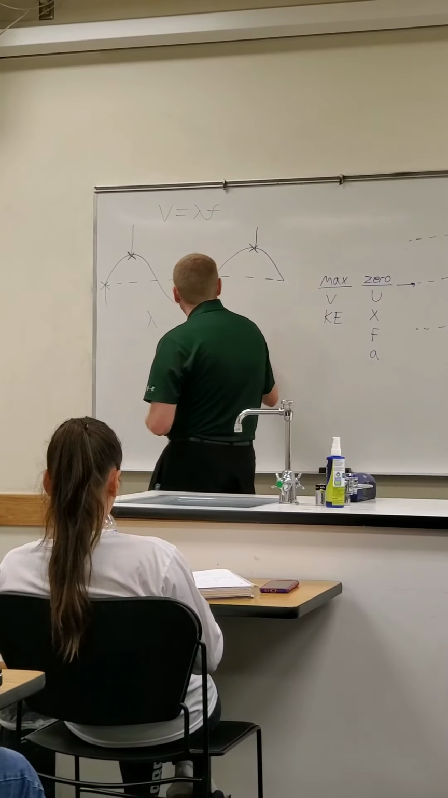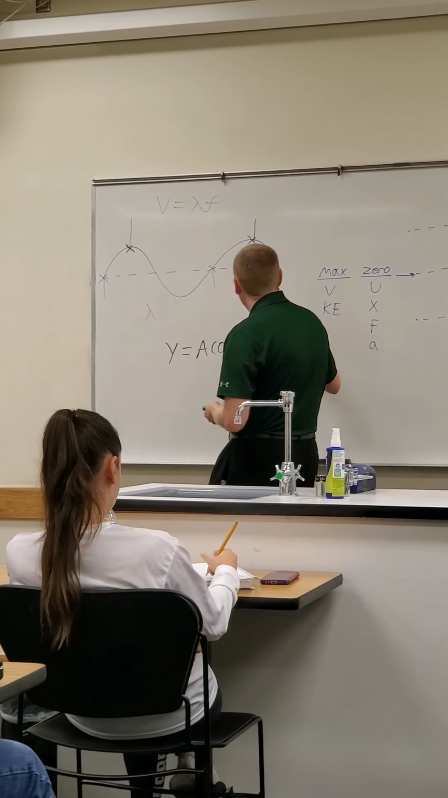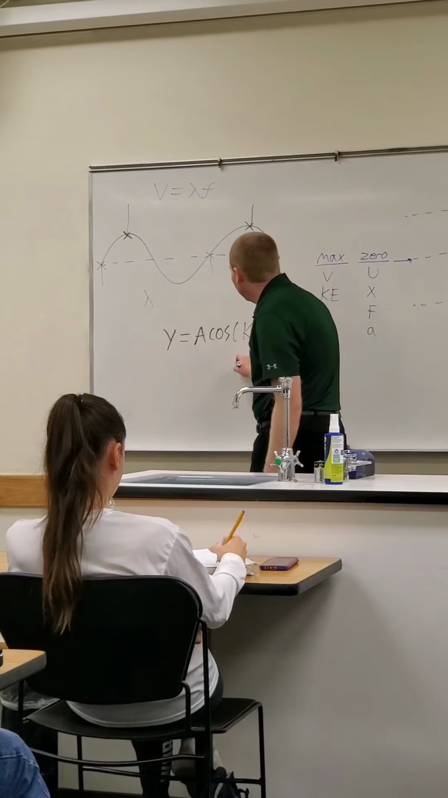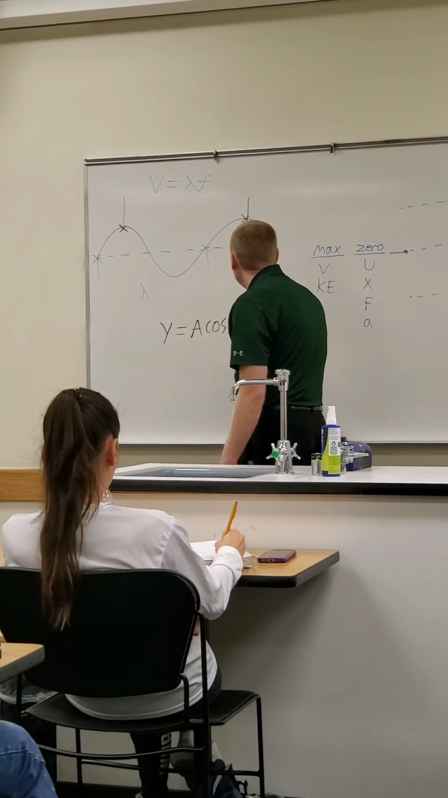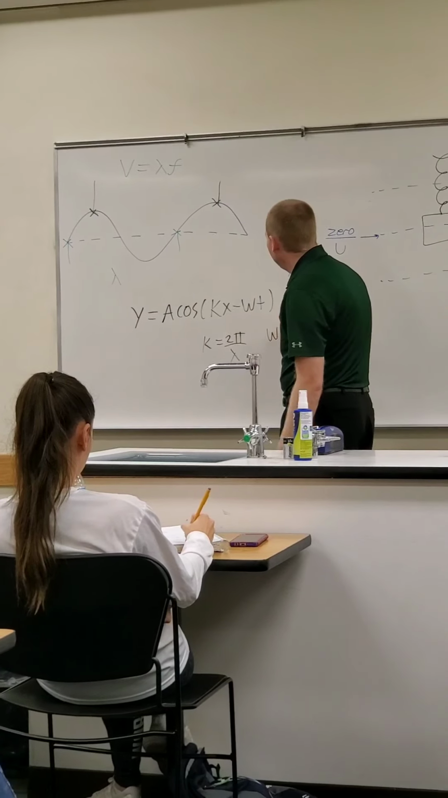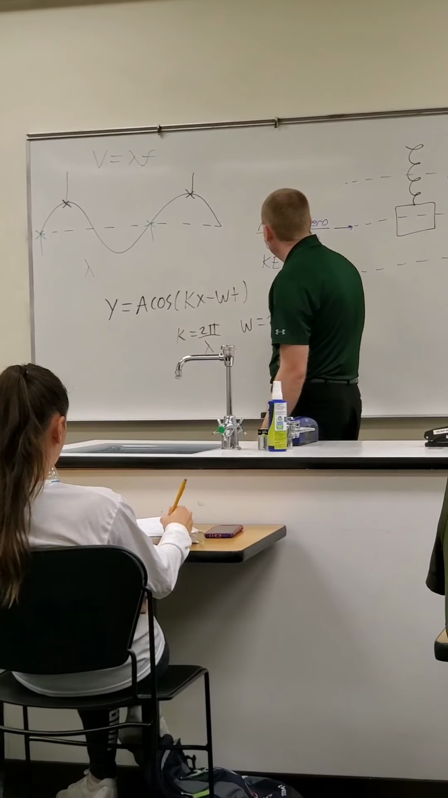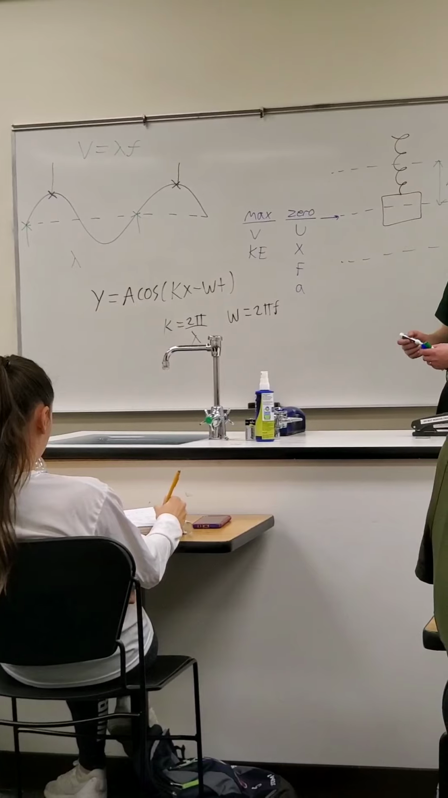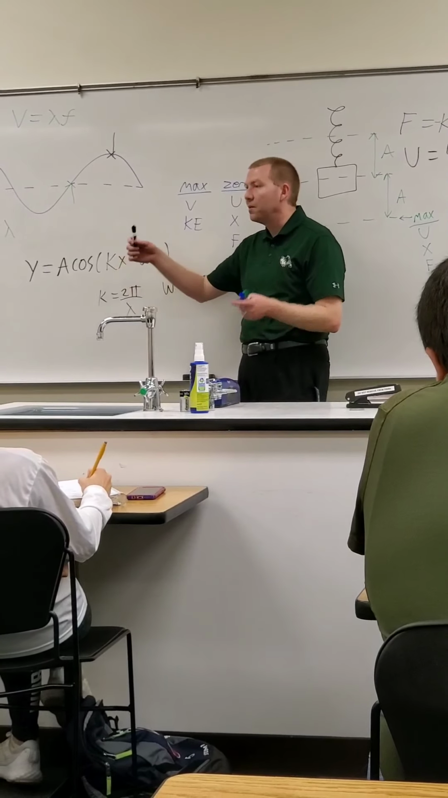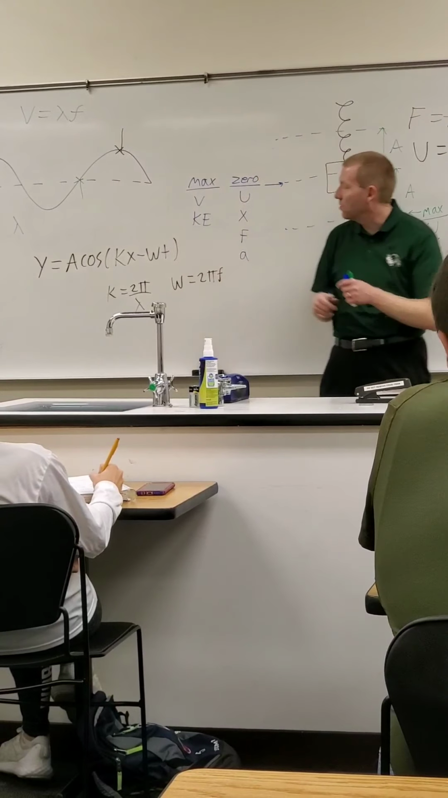We also have traveling waves that look like this. That's the amplitude. K is the wave number. Omega is the angular frequency. This essentially controls how fast the wave is traveling. This controls how many bumps you have basically within a certain distance.